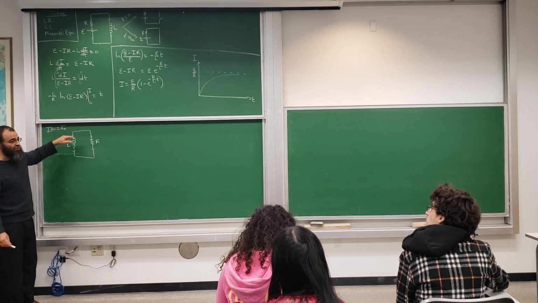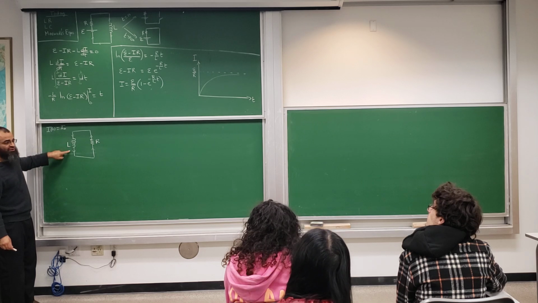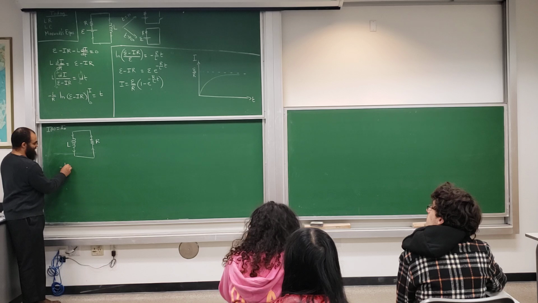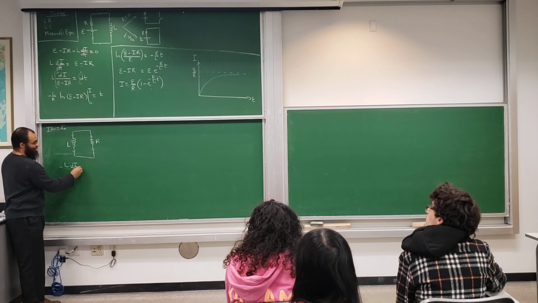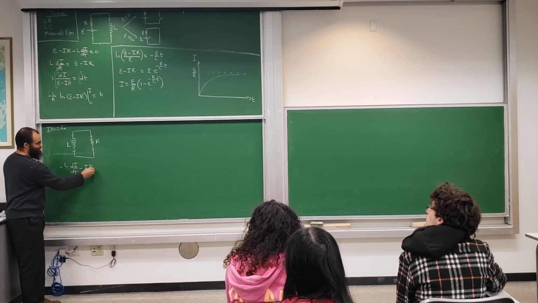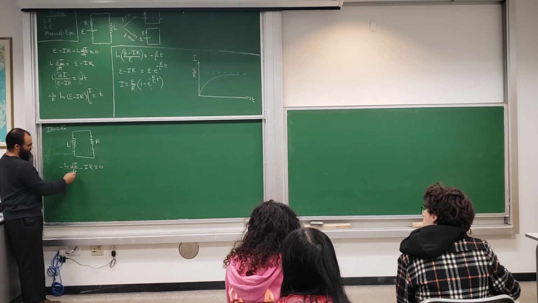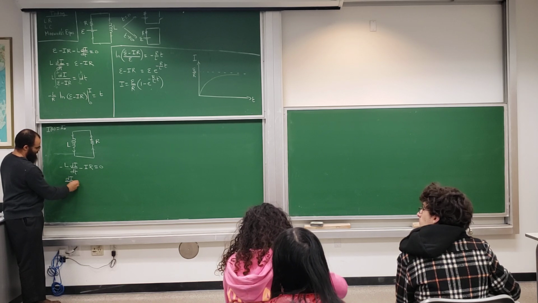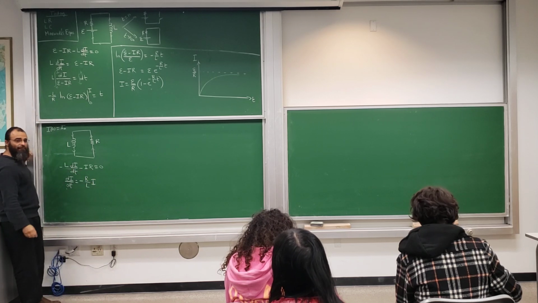So let's go around our circuit. I'm going in the direction of current. What's the change here? Minus L dI/dt. And then here, minus IR. We're going in the direction of current. Equal to 0, right? So move this to the other side, so we get dI/dt is equal to minus R over L times I.